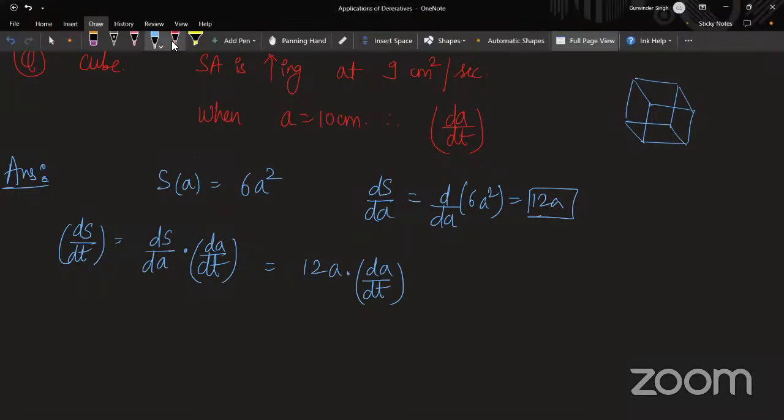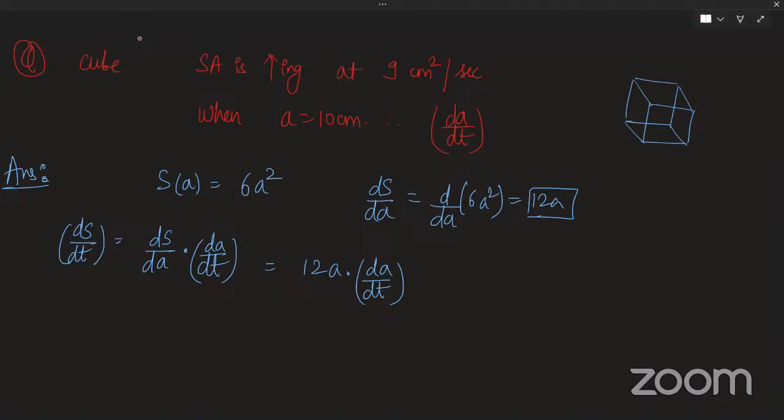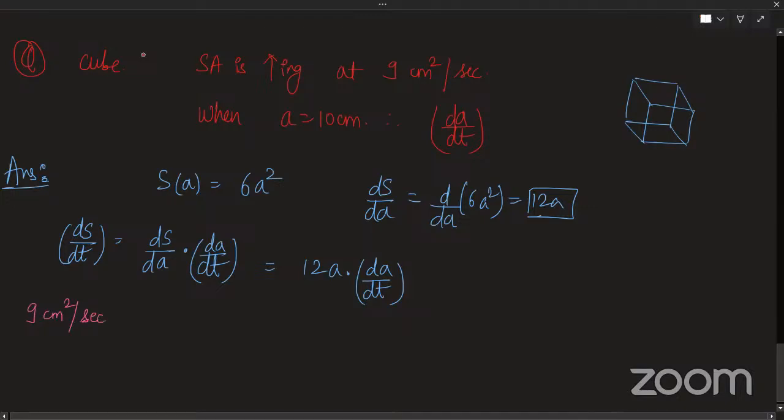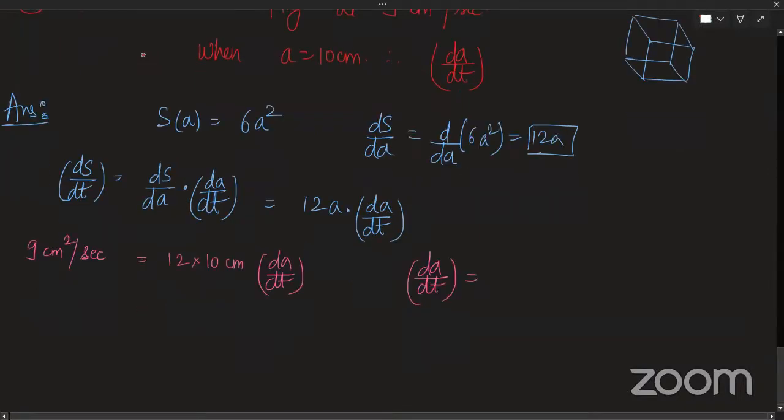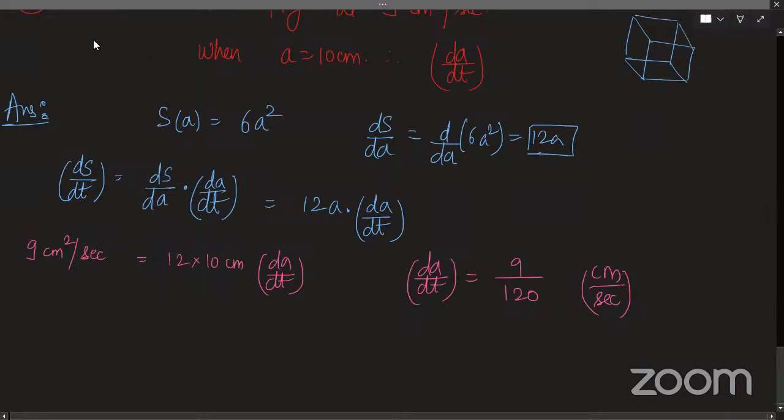So again, it has given me a few quantities. It has given that dS by dt is 9 centimeters square per second, and 12 into a, so it is 10 centimeter, into da by dt. So the value of da by dt is how much? So this centimeter and centimeter will cut. So I'll be left with some centimeter per second, obviously. 9 by 120. If I cut it by 3, so 3 by 40. Right? 3 by 40.